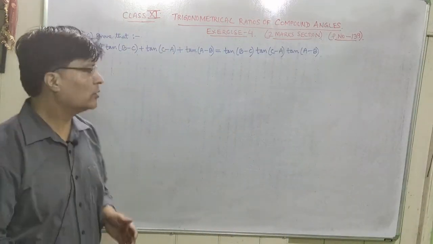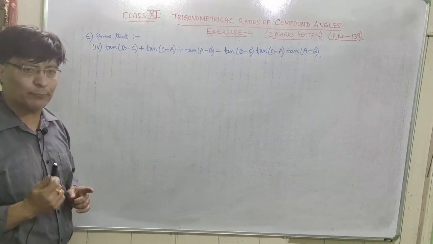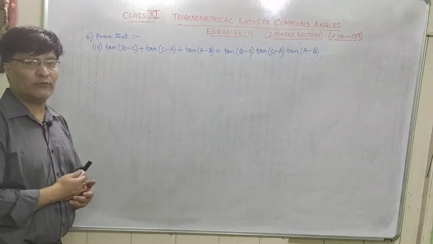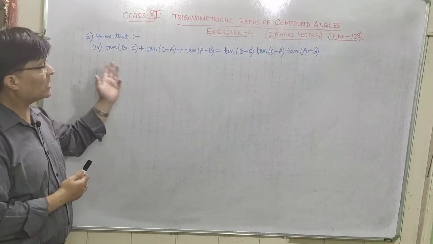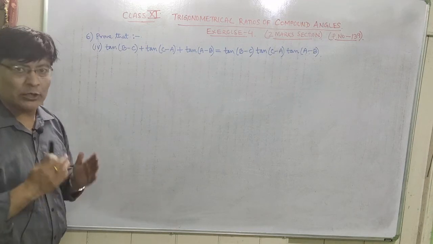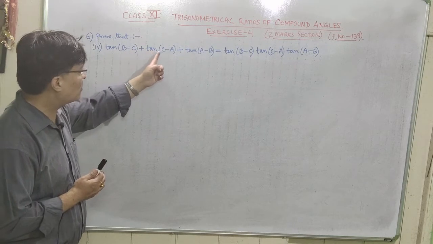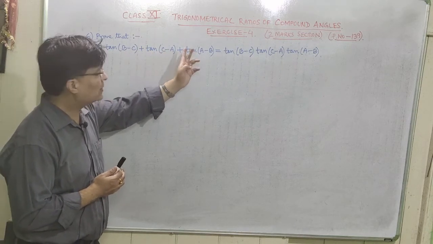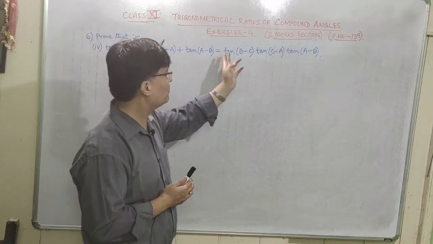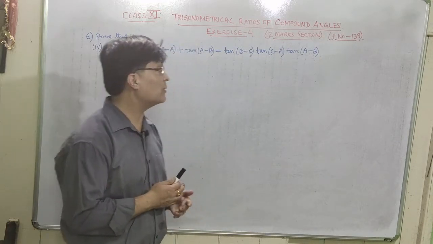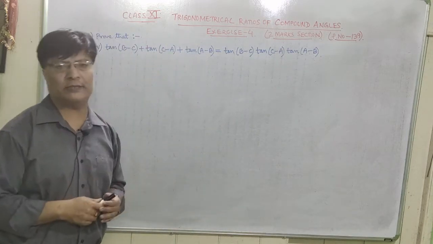So now we'll do the next question, that is question number 4. Prove that this LHS is equal to RHS. You have to prove tan of B minus C plus tan of C minus A plus tan of A minus B is equal to tan of B minus C into tan of C minus A into tan of A minus B. You have to prove it.